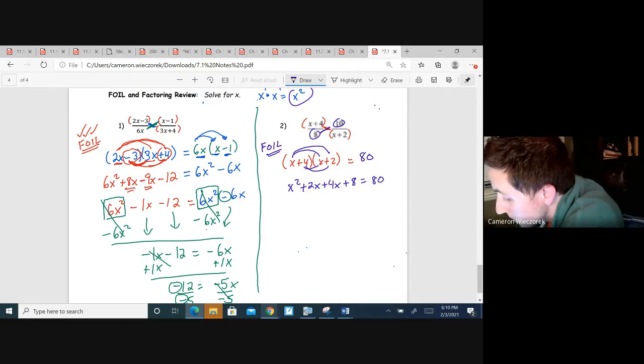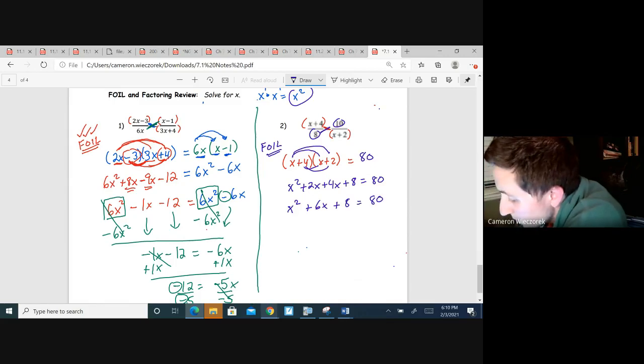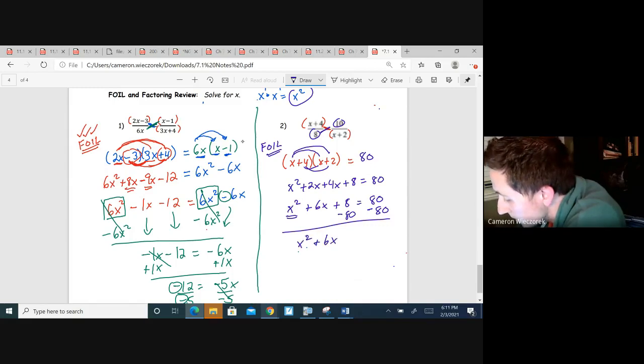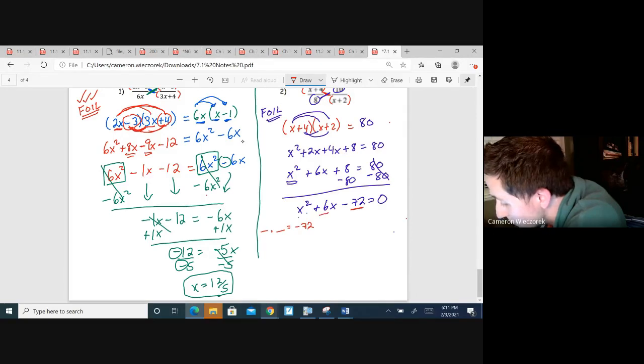Unfortunately, we don't get the x squared to cancel on this one. We get x squared plus, not 4x, 6x, plus 8 equals 80. This looks like a factoring problem because of that quadratic. So I need to get 0 on one side. I'm going to subtract 80 over to the left. X squared plus 6x minus 72 equals the magic number 0. And here's the fun step. We've got to find two numbers that multiply to negative 72. And I need to find the same two numbers adding up to positive 6 in the middle.